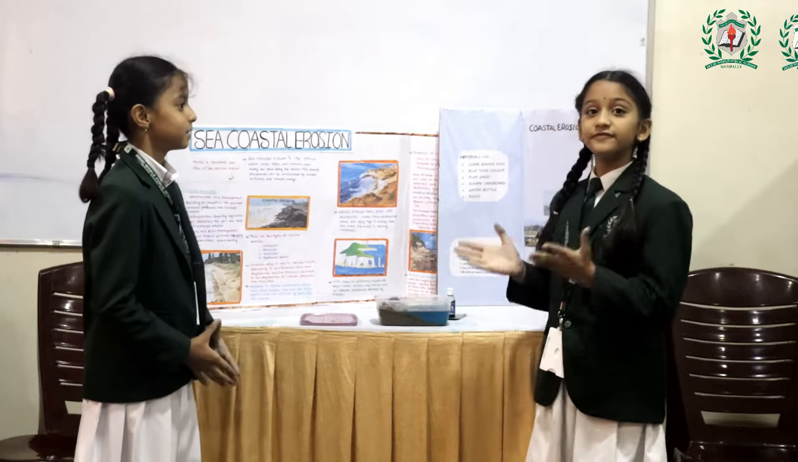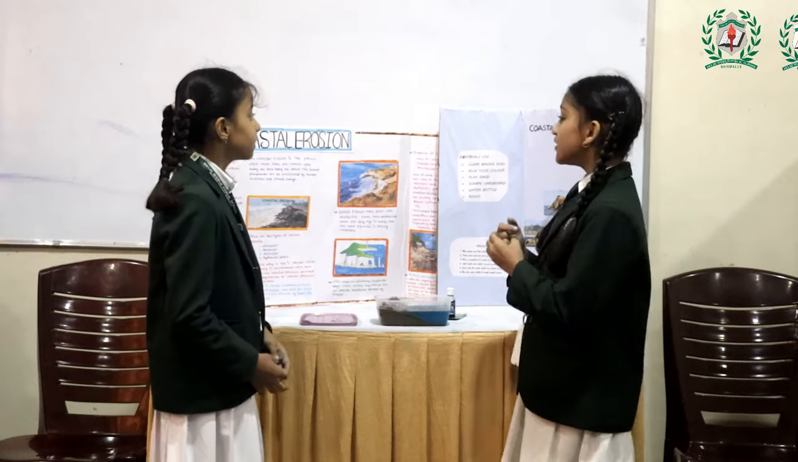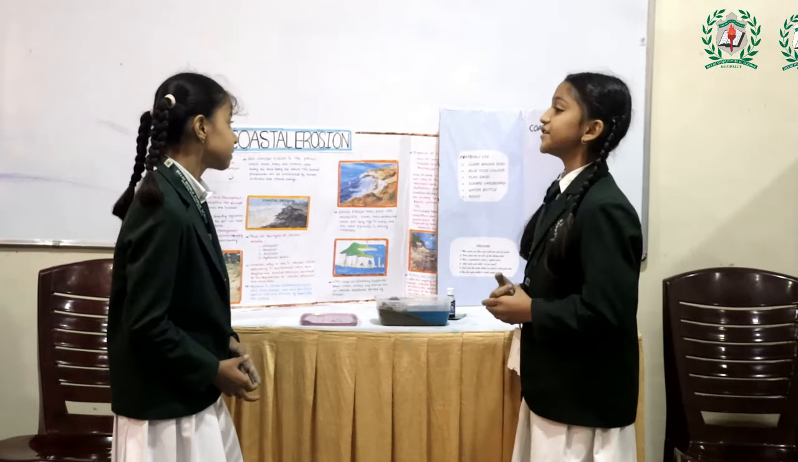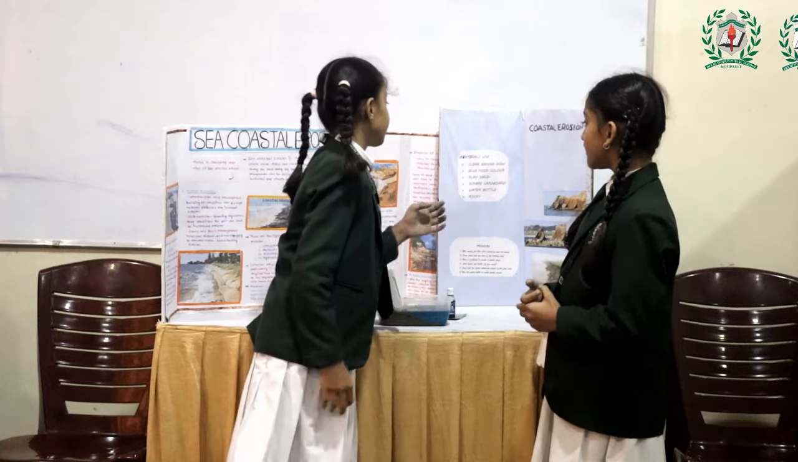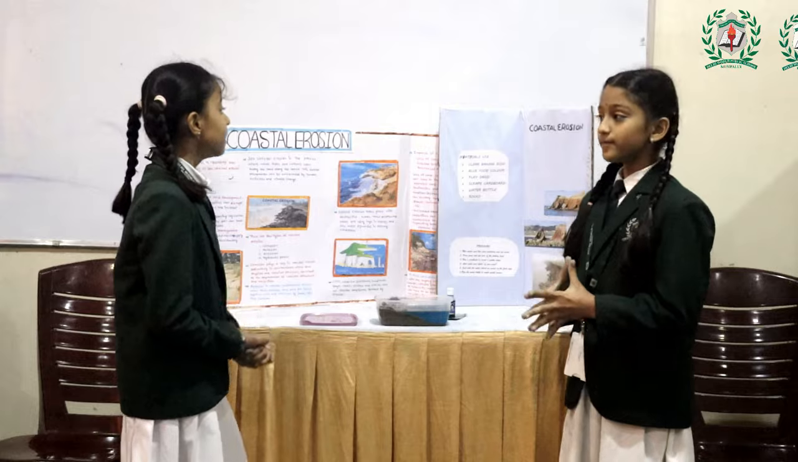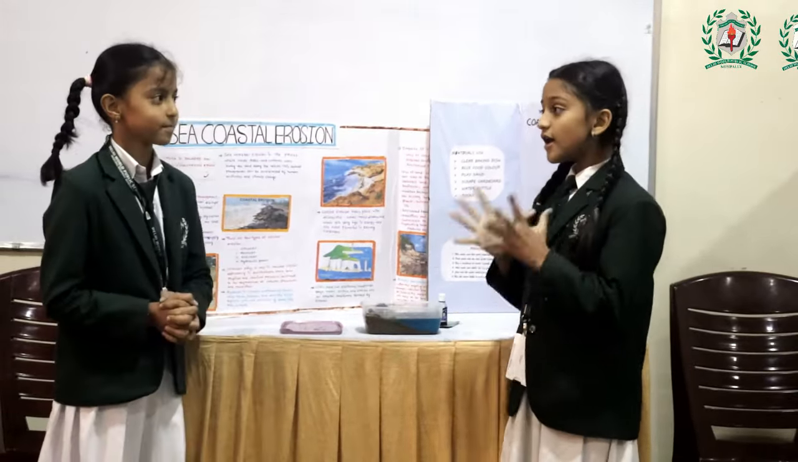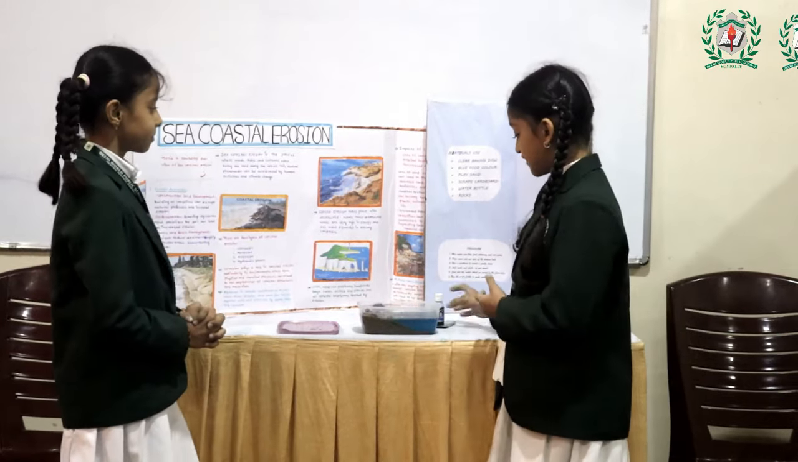Now we are going to tell the materials which we used for the erosion model. We used a clear baking dish, blue food color, play sand, scrap cardboard, a water bottle, rocks and some shells. Now we are going to make waves with the water bottle.